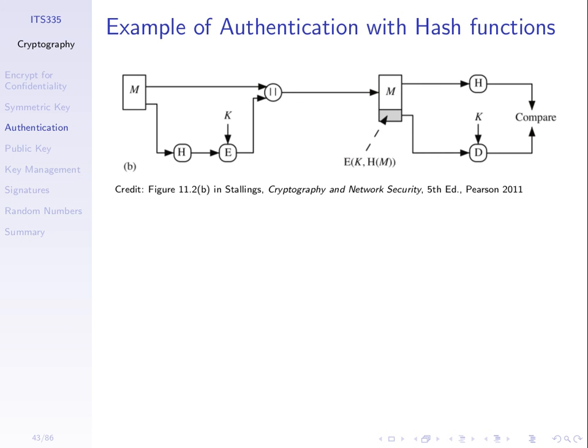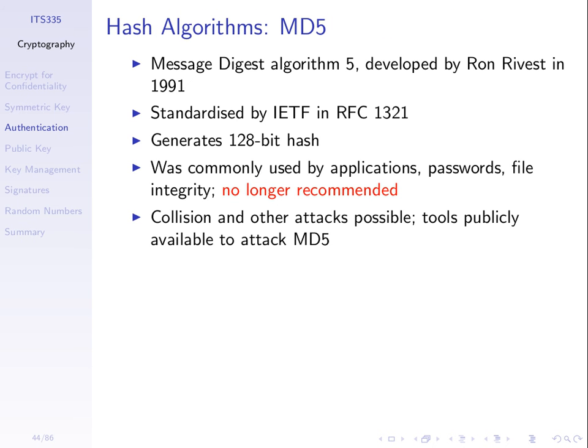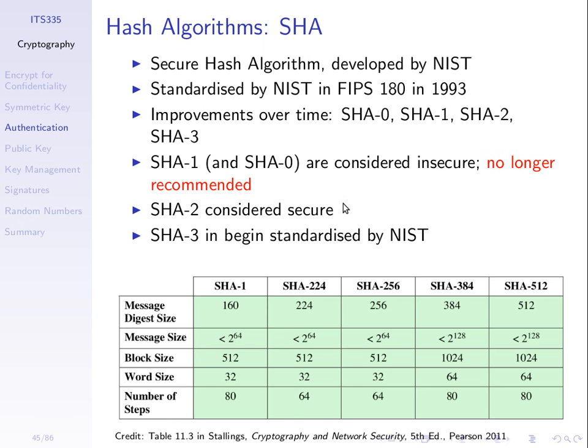This shows some examples of hash functions. Mentions that MD5 is one hash algorithm. It generates a 128-bit hash. It's no longer considered secure. There are attacks possible. SHA was the newer algorithm, and it's gone through different variations, SHA-1, SHA-2, SHA-3. SHA-1 has some limitations. SHA-2 is considered secure. SHA-3 is growing in use. So there are different algorithms.